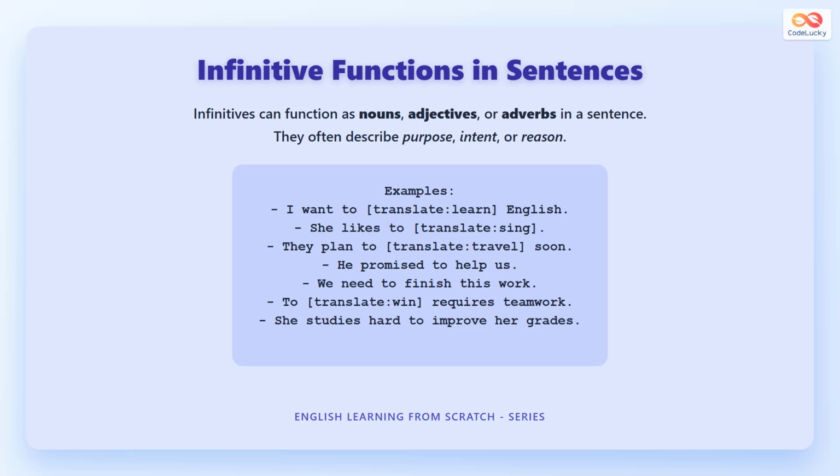Infinitives act as nouns, adjectives, or adverbs in sentences. As nouns, they become subjects or objects. As adjectives, they describe nouns. As adverbs, they explain purpose or reason. Examples include I want to learn English, and she studies hard to improve her grades.